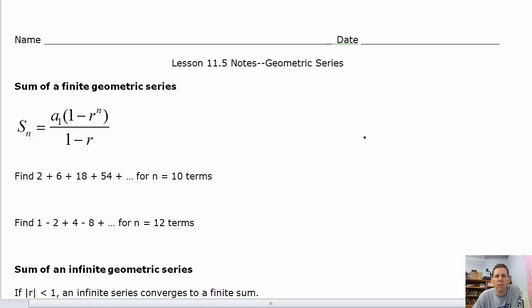The other day we learned how to find the sum of an arithmetic series. We did that by calculating the number of pairs of numbers that we were adding together. We took the sum of the first and last terms and we multiplied that by the number of pairs.